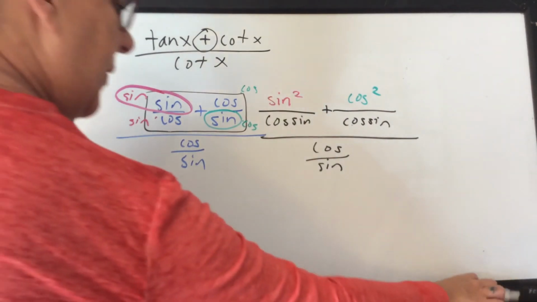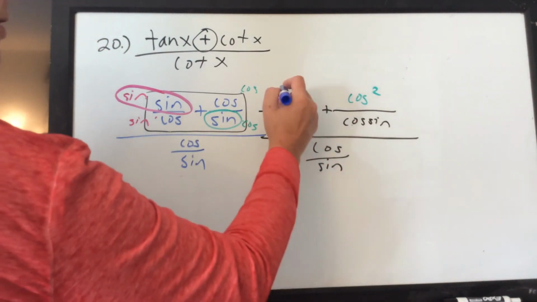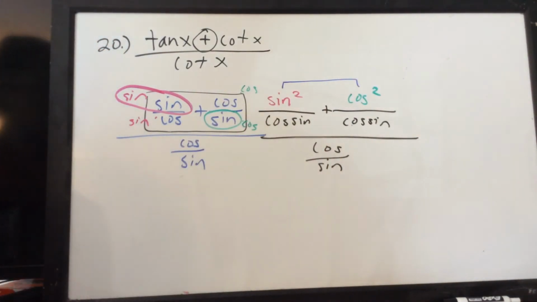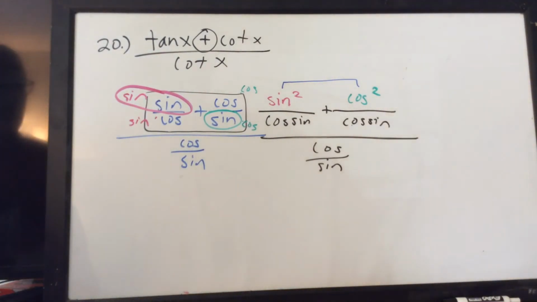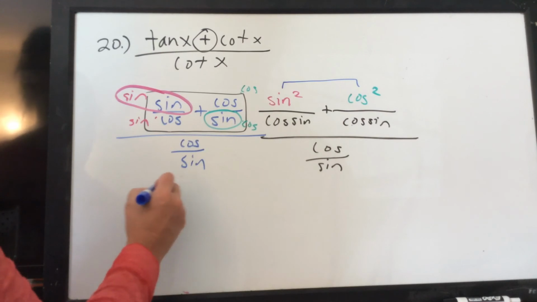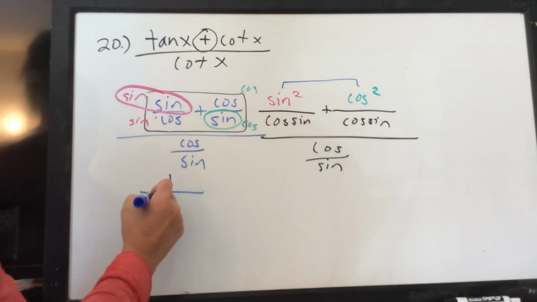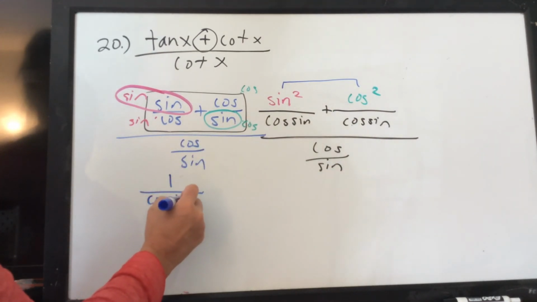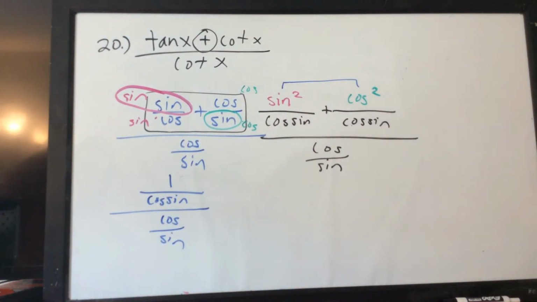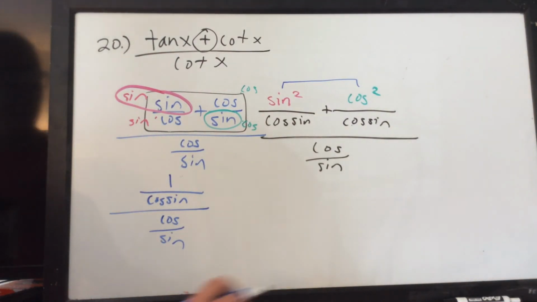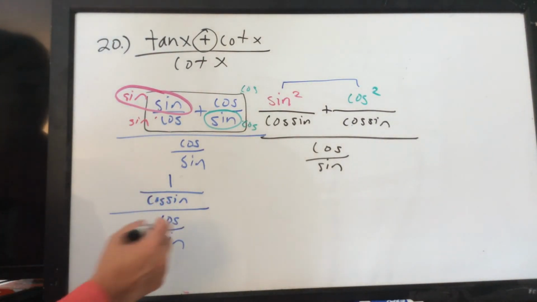Now, guys, I want you to think back. We haven't used this one in a minute, but what's sine squared plus cosine squared? It's your Pythagorean identity. Sine squared plus cosine squared is 1. And you have the common denominator. Cosine over sine, and then this is still in the bottom. Okay? Again, we don't want a fraction over fraction. We're going to multiply by its reciprocal.